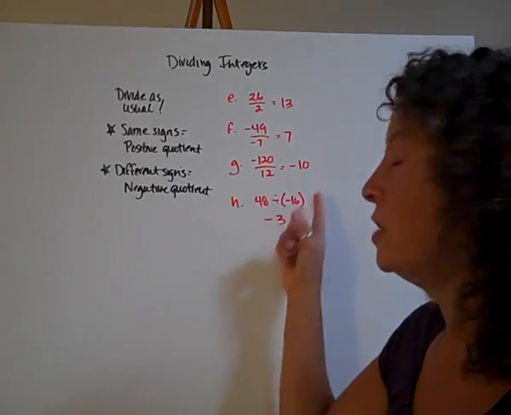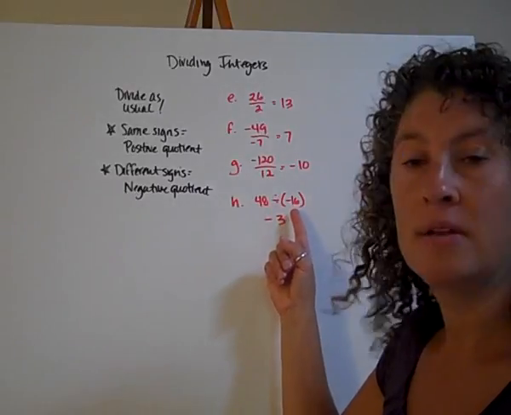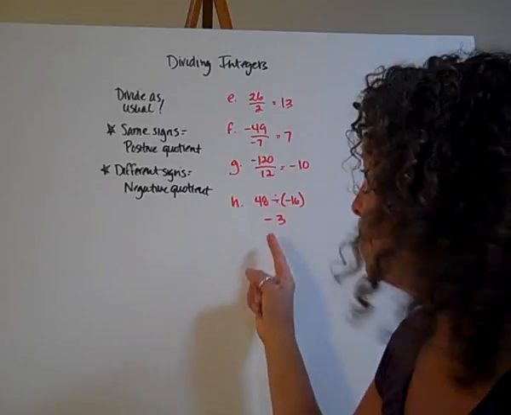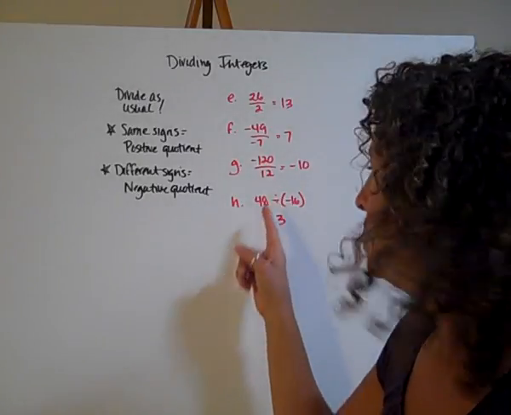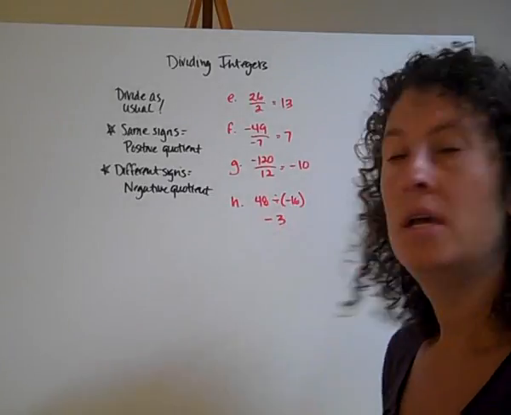And the last one, which I've written out using that good old-fashioned division symbol, 48 divided by negative 16. Again, a positive and a negative. We've got different signs, so we'll end up with a negative quotient. 48 divided by 16, positive 3. So I end up with a negative 3.